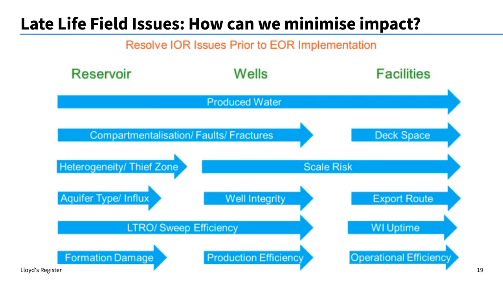Now, we've mentioned late field life issues already. Ultimately, for any oil field, what ultimately kills off the oil field is economics, declining oil well rates, and increasing OPEX. Now, the three we've mentioned, which would be produced water, scale and souring, and also reservoir access, we can't stop the decline, but we can, in some ways, manage the decline to effectively reduce our OPEX costs and try and extend field life.